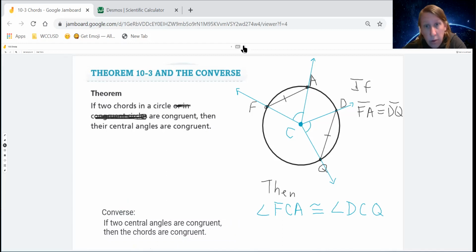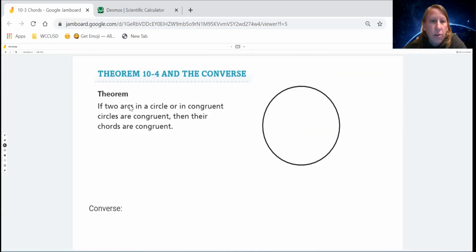Let's look at another one. Here's another statement that someone thinks is true about circles, and it is. If two arcs in a circle are congruent, then their chords are congruent. Okay, so what does that mean?